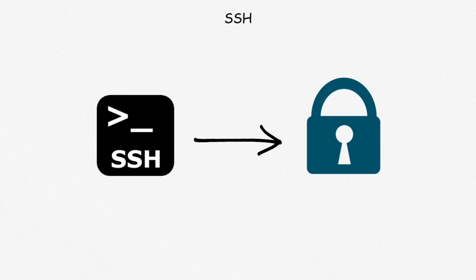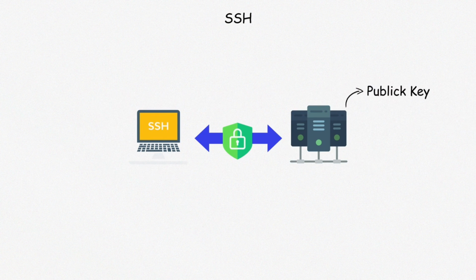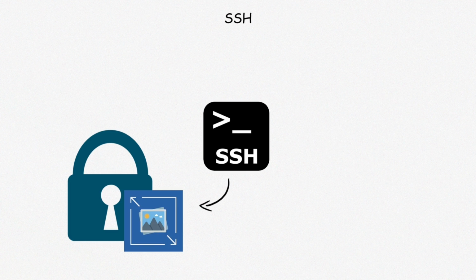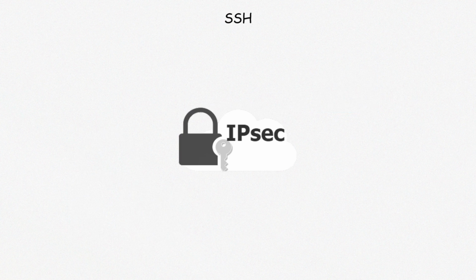SSH keys are like digital locks and keys. You install a public key on the server, and your private key stays with you. If the keys match, you're in. Otherwise, no entry. That's why SSH is also used for secure file transfers using SFTP.